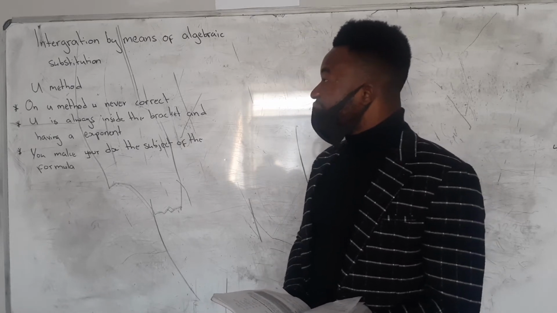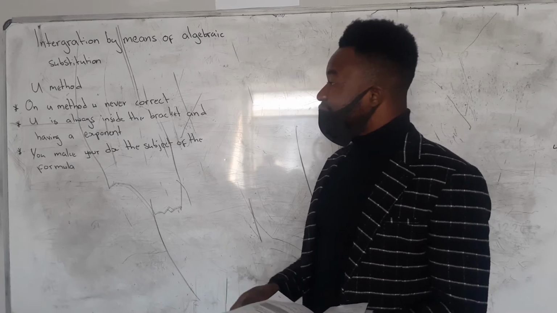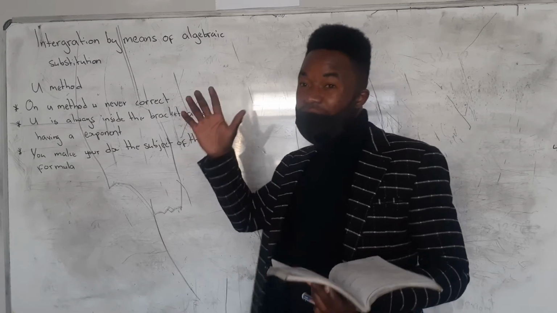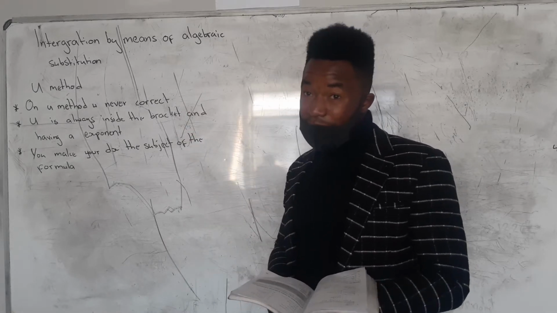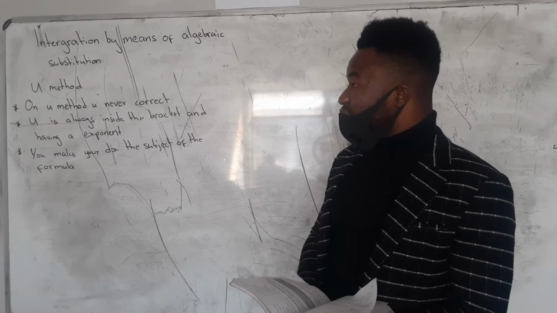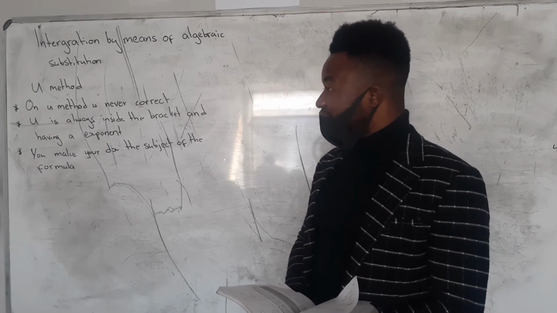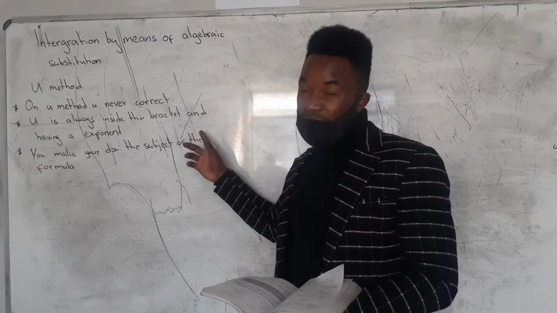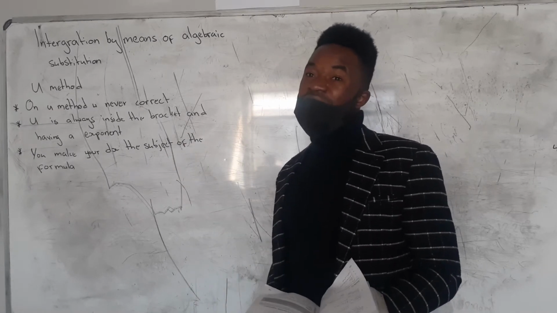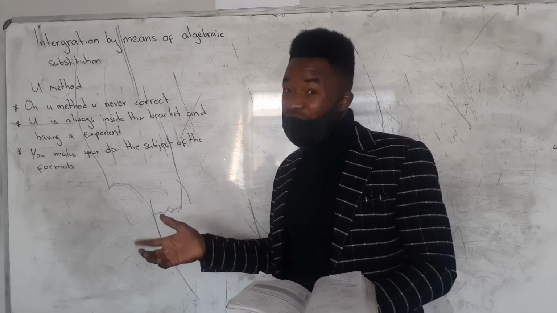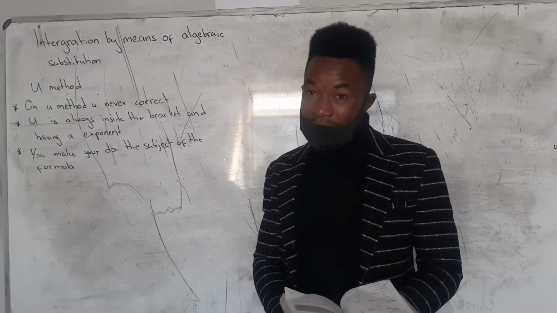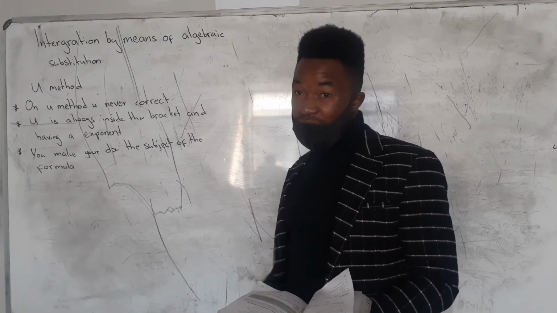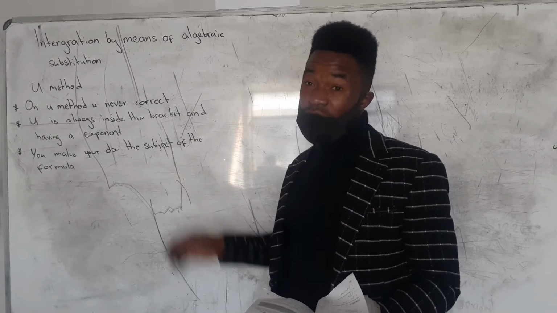Number 2: U is always inside the bracket and having an exponent. So how do you see that this is your U? It will be having an exponent or be inside the bracket. And you make your dx the subject of the formula. The only difference when using this method is that whenever you're deriving, you derive in terms of d over dx. Remember on the previous one we had f at x and then f prime of x. But on this one, it's d over dx.